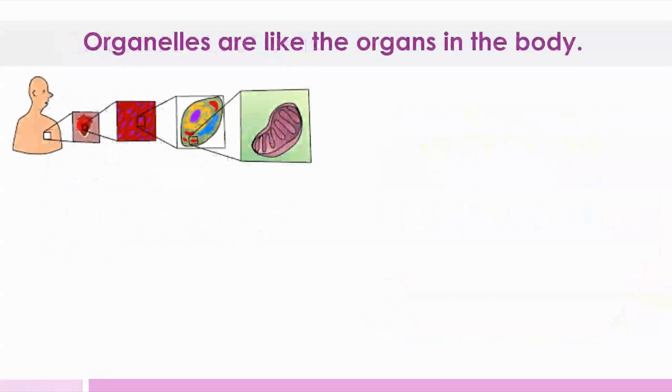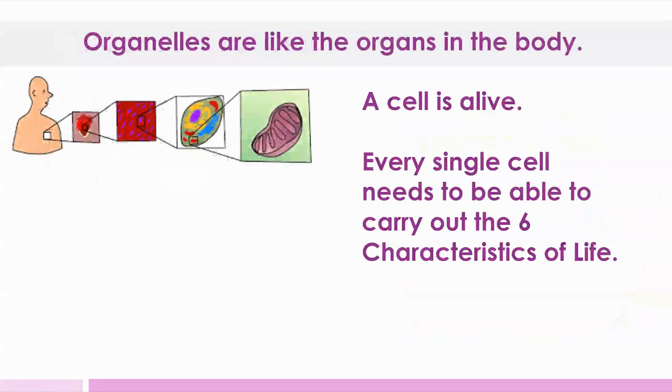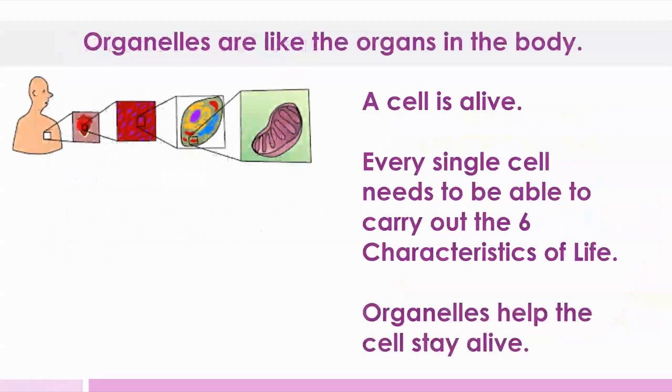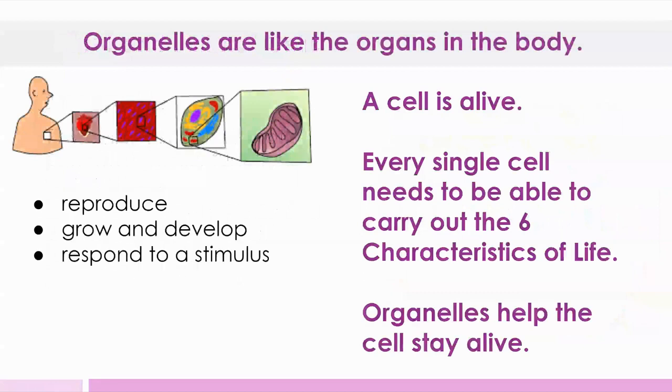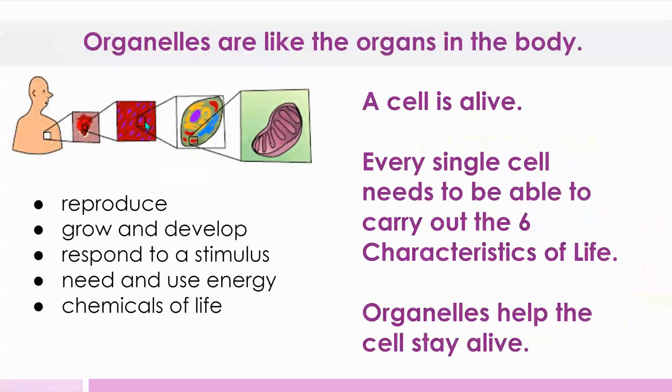Now remember, organelles are like the organs in the body, and that makes sense because we know that a cell is alive. And in order for it to be alive, it has to be able to carry out those 6 characteristics of life. It needs to be able to reproduce, to grow and develop, respond to a stimulus. It uses and needs energy, and then has the chemicals of life. So all of these things are performed by the organelles inside the cell.